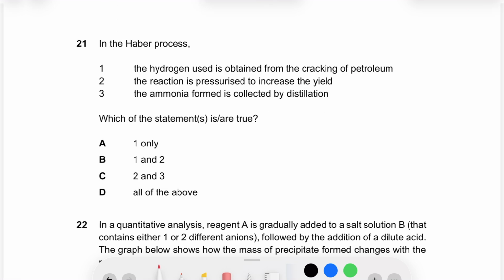Alright, question 21. This is the Haber process. The hydrogen used is obtained from cracking of petroleum. That is correct. The reaction is pressurized to increase the yield. Yes, when your pressure increases, the yield increases. That is true. Ammonia is collected by distillation. That is not true, it is basically just by condensation. Ammonia will become liquid, then you can extract it out. So the only one that makes sense is 1 and 2, B.